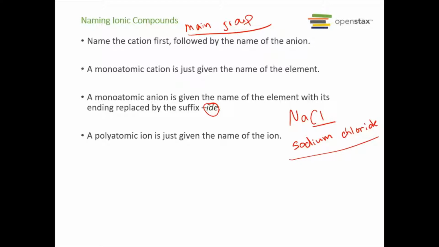We don't care anything about how many of each there are. So CaCl2 is calcium chloride. Because ionic compounds combine in specific ratios, the name basically tells you everything you need to know.